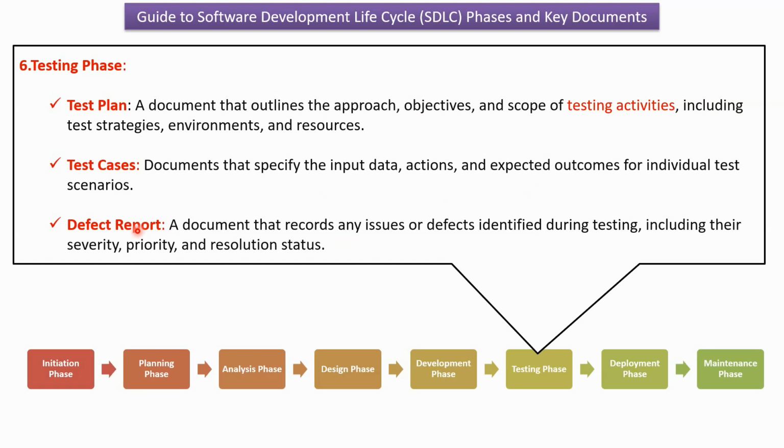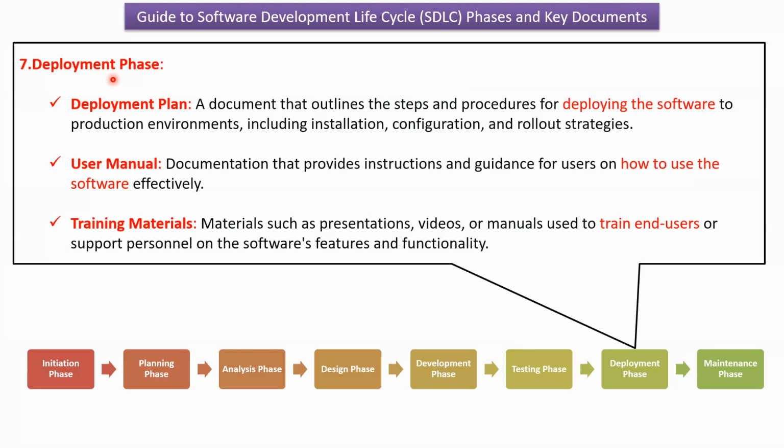The third one is the defect report. This document records any issues or defects identified during the testing, including their severity, priority, and resolution status. The seventh one is the deployment phase. We will see the key documents associated with this particular phase.